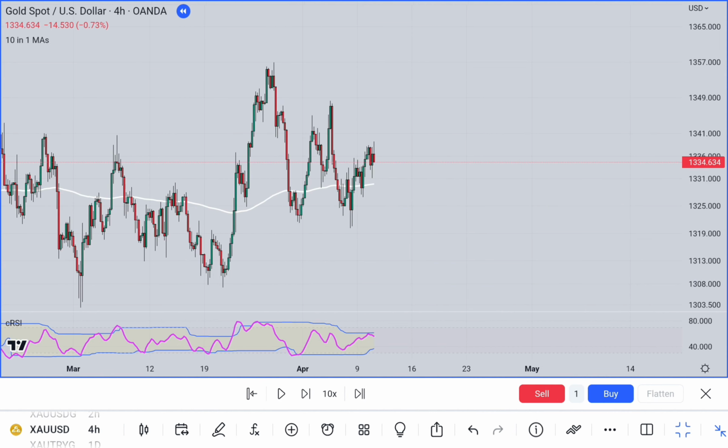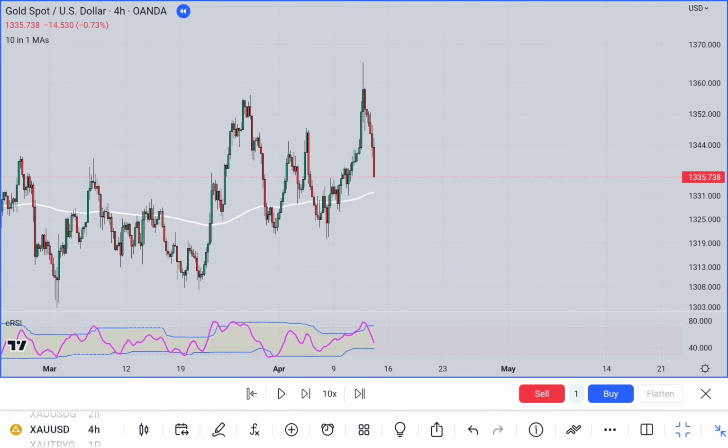Thank you in advance. Let's take a look at another short position example to reinforce the strategy.